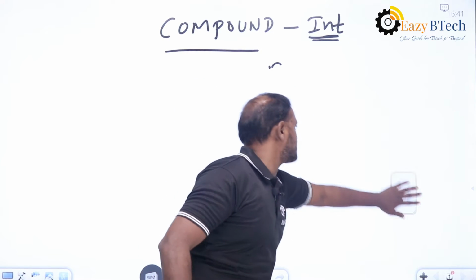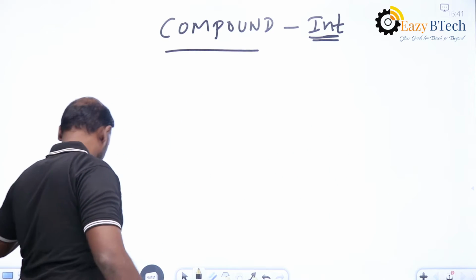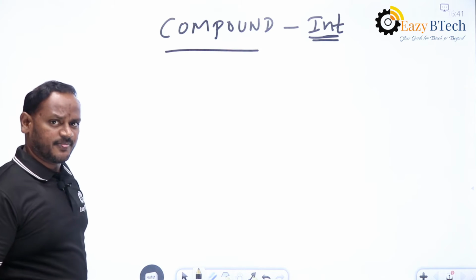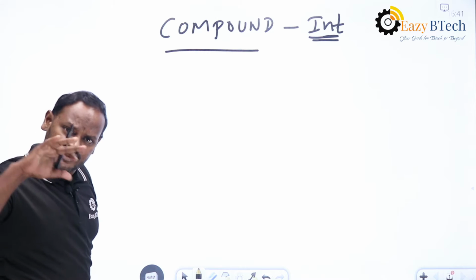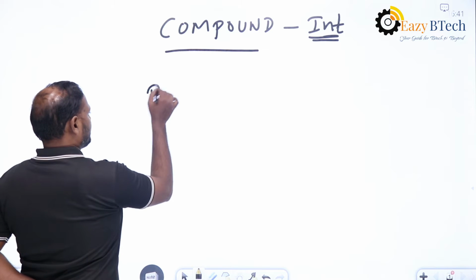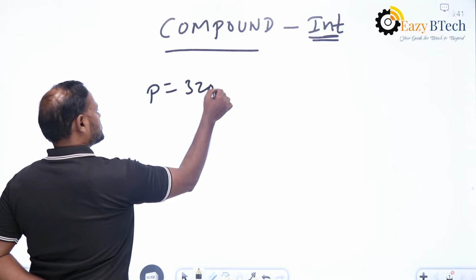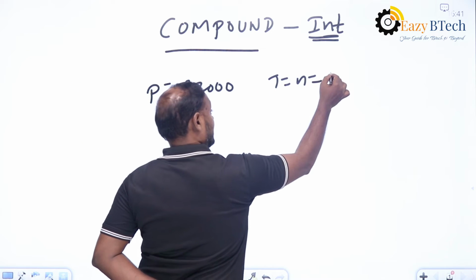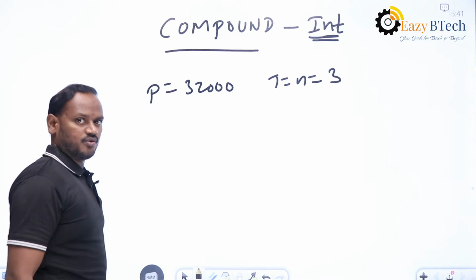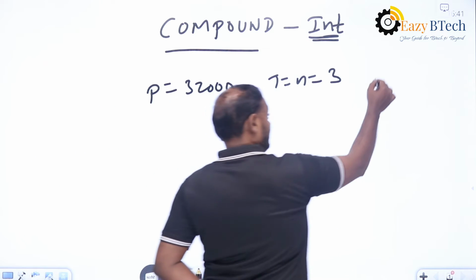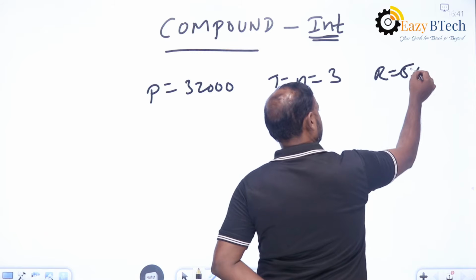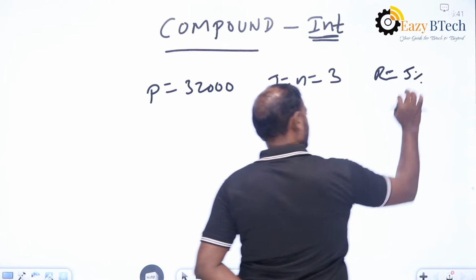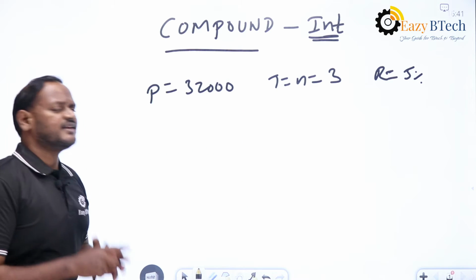So compound interest, I'll give the principal amount as, for my comfort. I want to raise your intelligence, right? So the principal amount will be 32,000. Time period or number of years will be 3 years. And the rate of interest will be 5%. Whatever, 5% or 10%. I need to give the introduction, right? That's my intention. Okay, then find the simple interest.